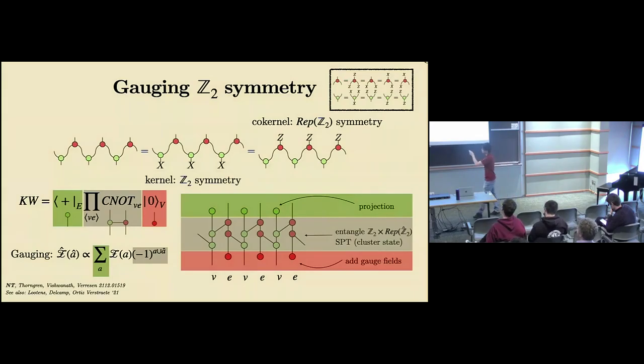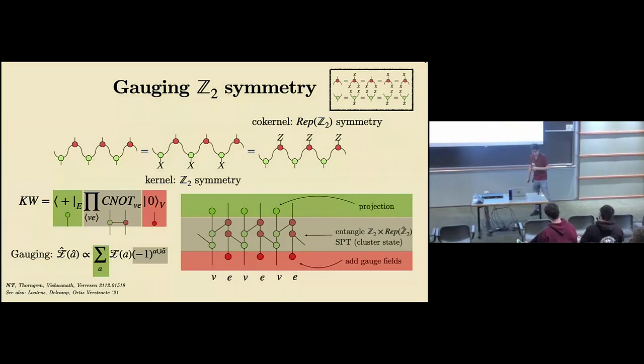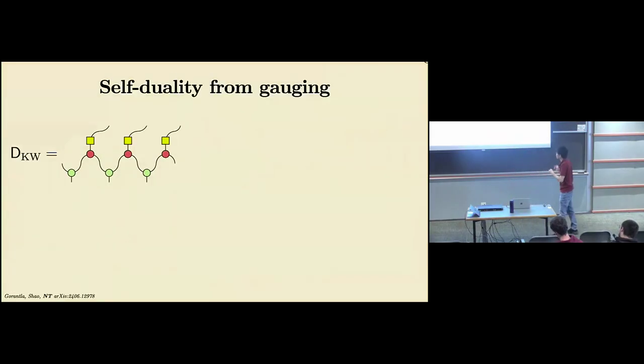This thing performs the gauging. So you input something with a Z2 symmetry, it gets killed, and you get a dual rep Z2 symmetry on the other side. Okay. So, coming back to the question, it's not the same Hilbert space. We need to fix it. How do we fix it?